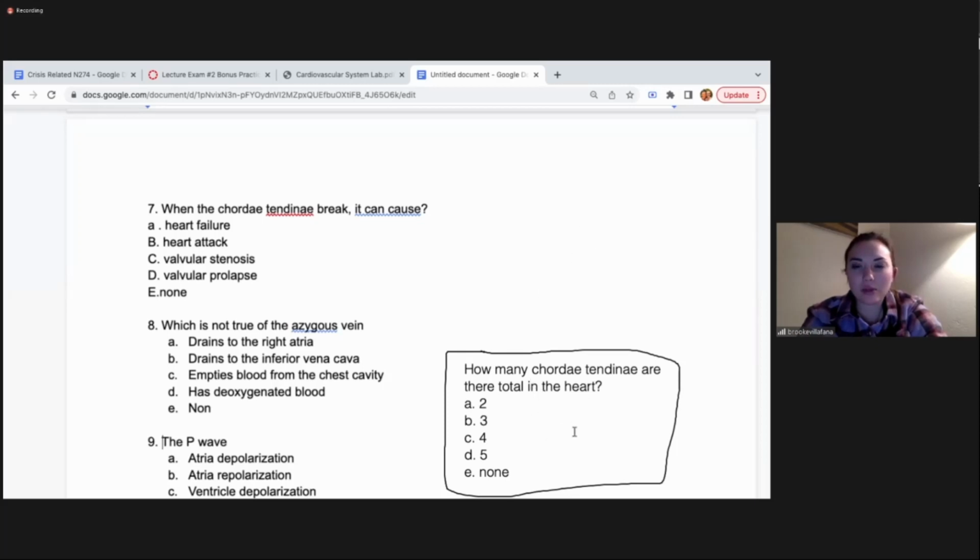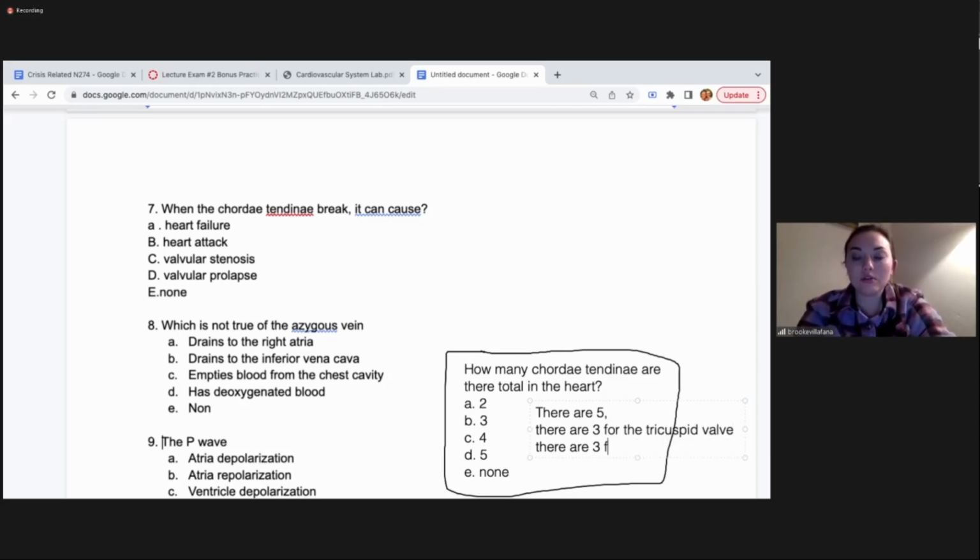I think that's from this question, unless that's from the last question. So there are 5, and this is because there are 3 for the tricuspid valve, and there are 2 for the bicuspid. Sorry, that typed as 3. There are 2 for the bicuspid valve. So if you said 5, that would be correct. So there are 5 chordae tendineae.